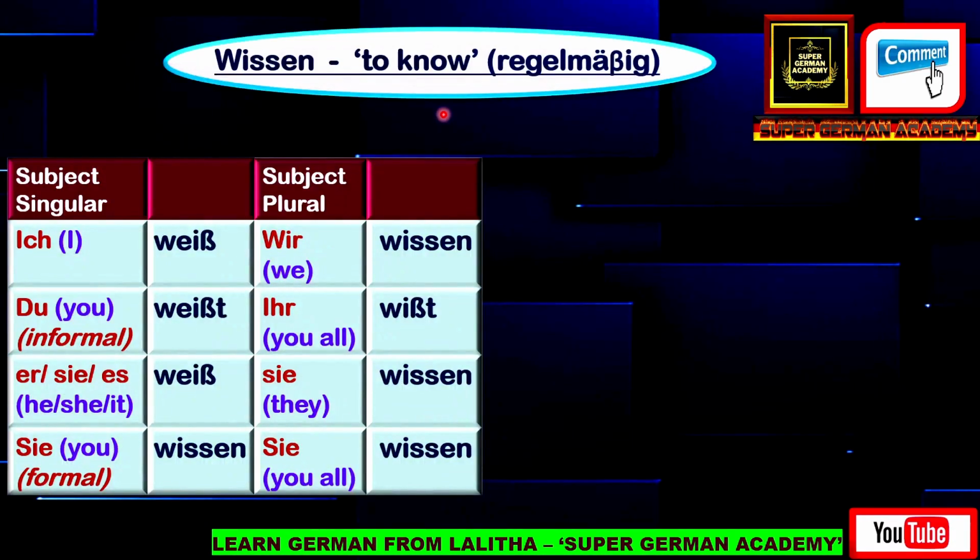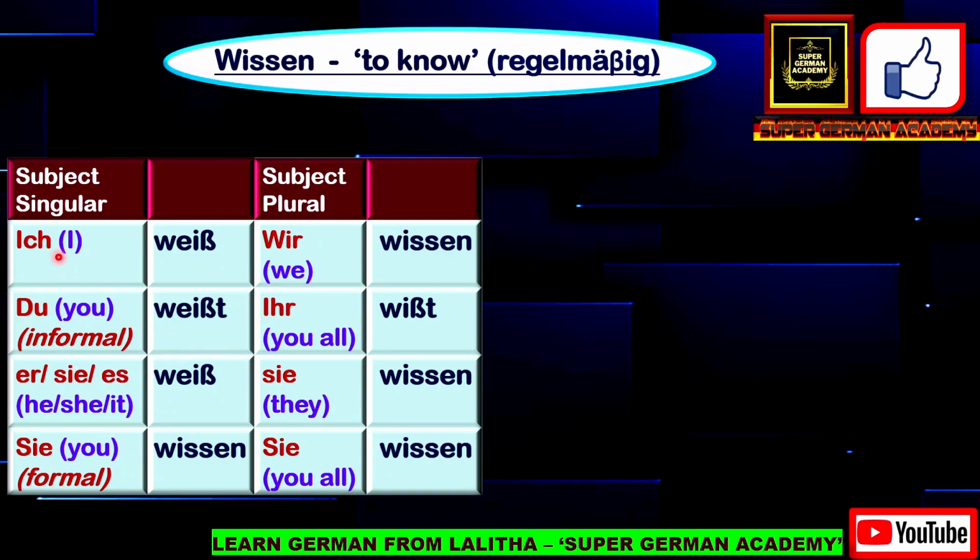Wissen verb. Wissen verb means to know. Suppose if you want to ask the address to a stranger, that do you know where the bank is or do you know where the post office is, then we will use the wissen verb. Or if you want to say that you know some address, like I know where the ice cream parlor is, I know where the railway station is. That knowing we will use the wissen verb in German.